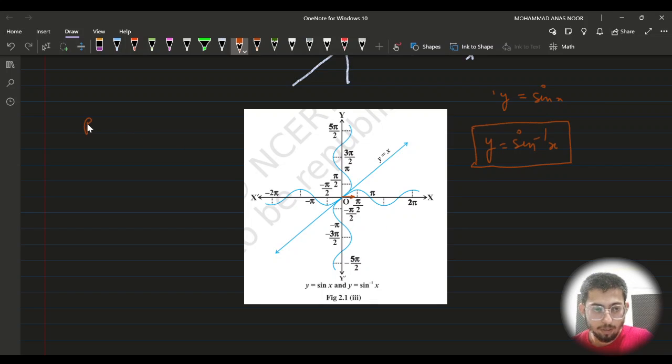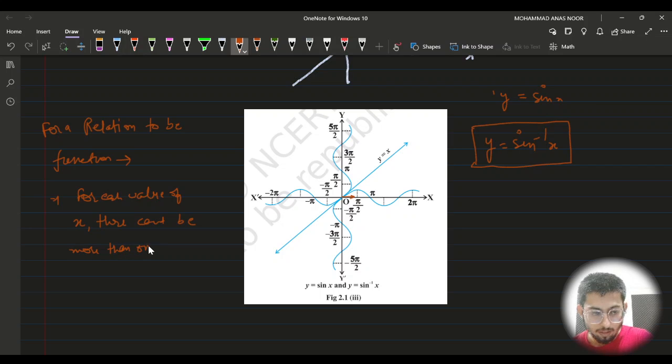For a relation to be a function, what should not happen is, for each value of x, there can be more than one value of y, isn't it? This is what the definition of a function is.